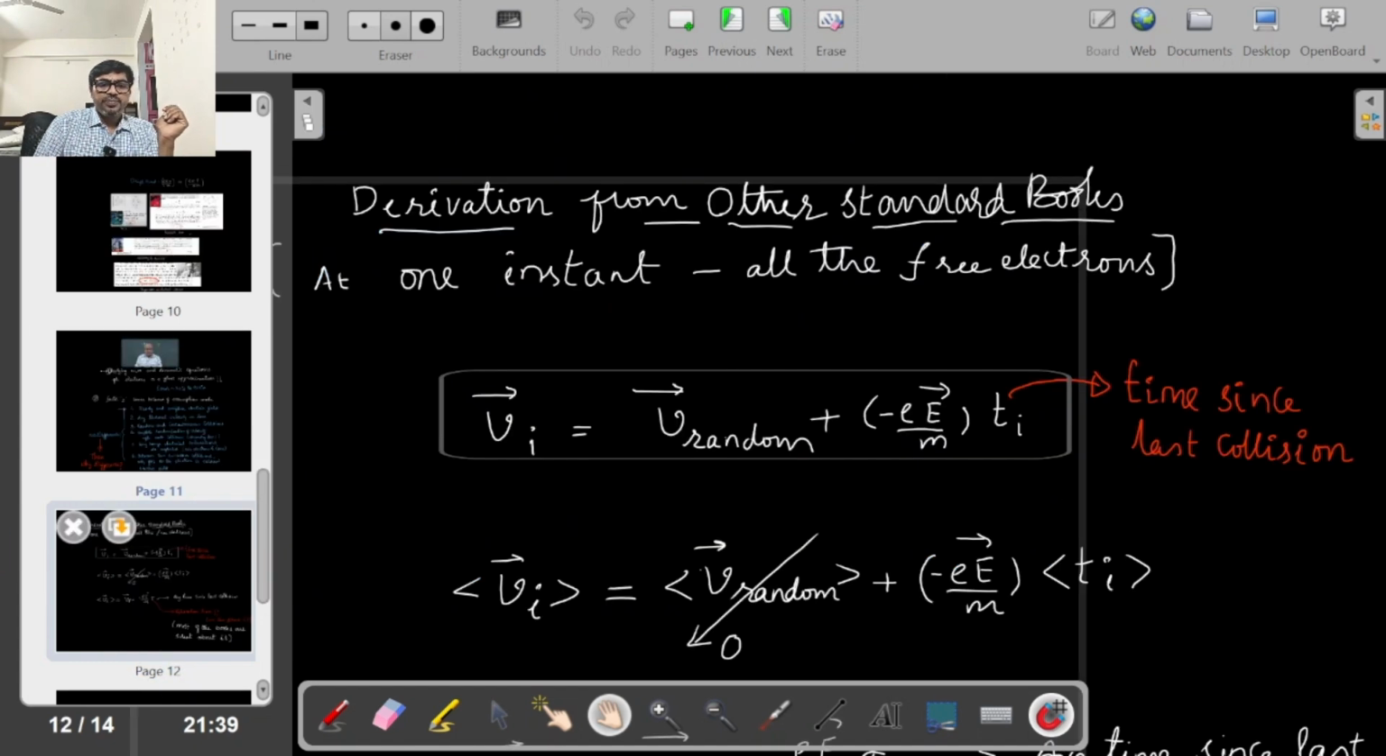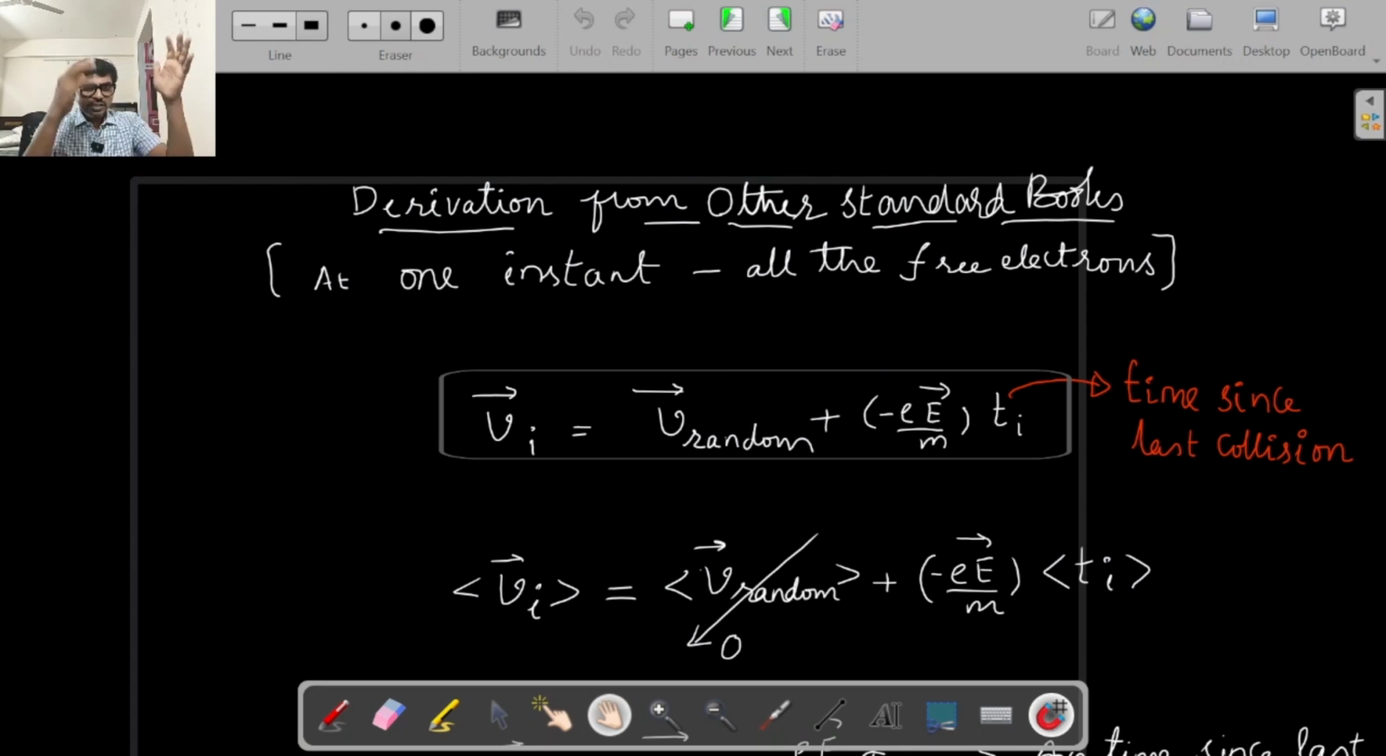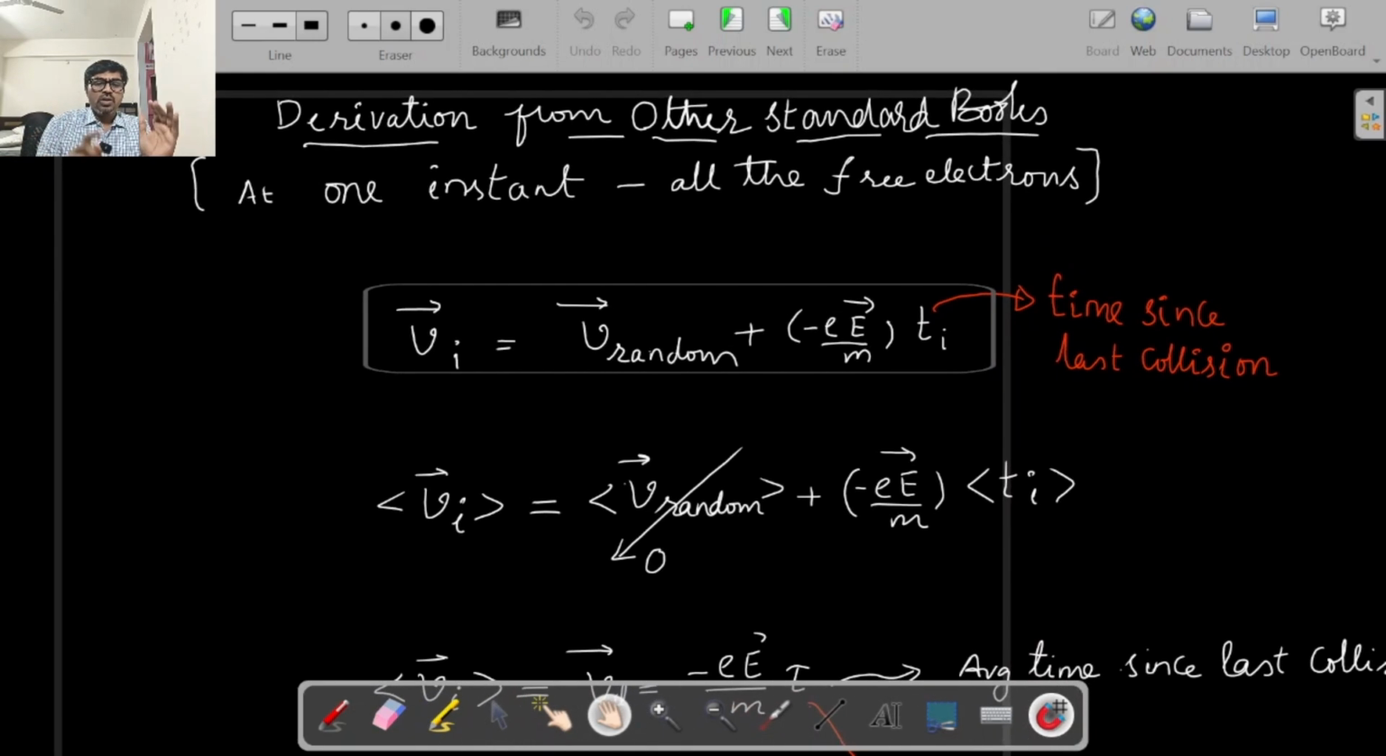Then I went to the derivation part of it. First I looked at all the derivations of these books, Resnick and Halliday, and then Serway, Jewett and so on, all other books including NCERT. Precisely, this is overall the derivation. At one particular instant you take a picture of the free electrons moving in all directions, 10 power 28 electrons per meter cube, a very large number. They are going in all possible directions with different magnitudes. You take the average of those velocities at that moment, the instantaneous average velocity, and that gives you the drift velocity.